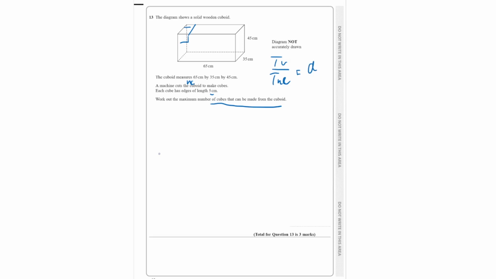So to find the initial volume of the whole cuboid, we have to multiply the length by the width by the height. So you get 65 times 35 times 45.